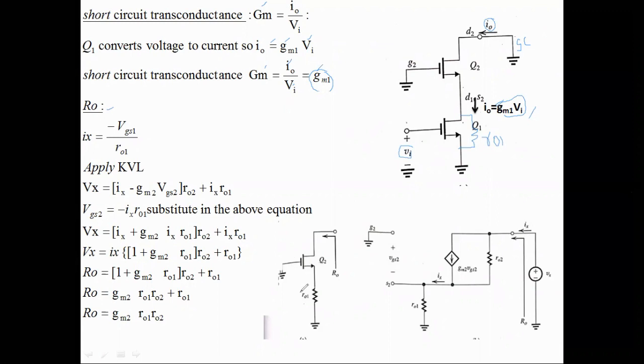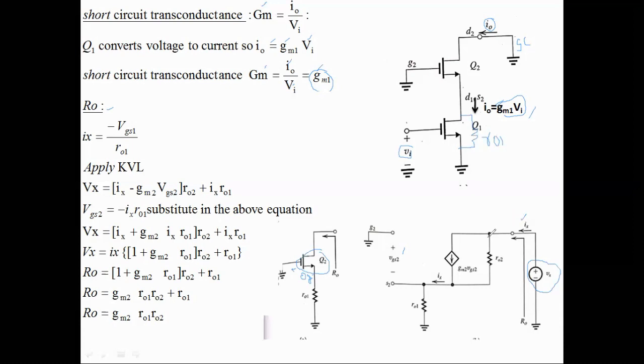Source is connected to R01. Now I have to apply Vx at the drain of Q2 and provide the current Ix. Then I replace this Q2 with the hybrid pi model. From gate to source, whatever the voltage is, it is called VGS2.